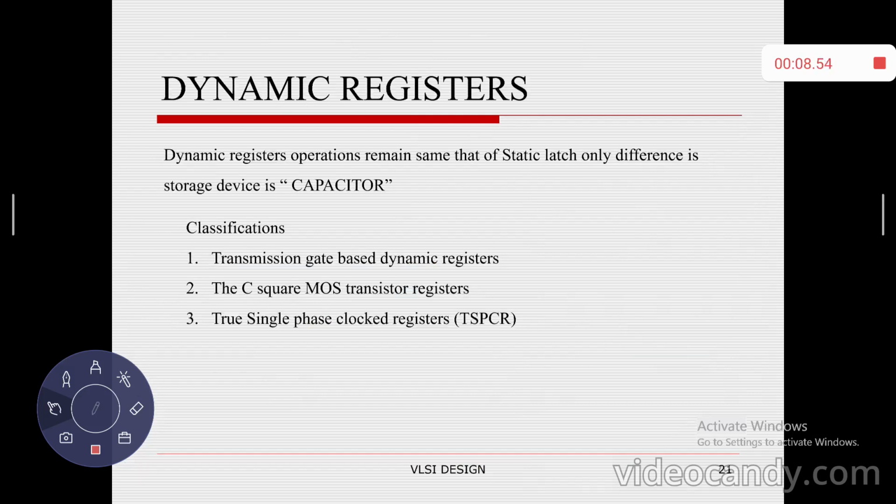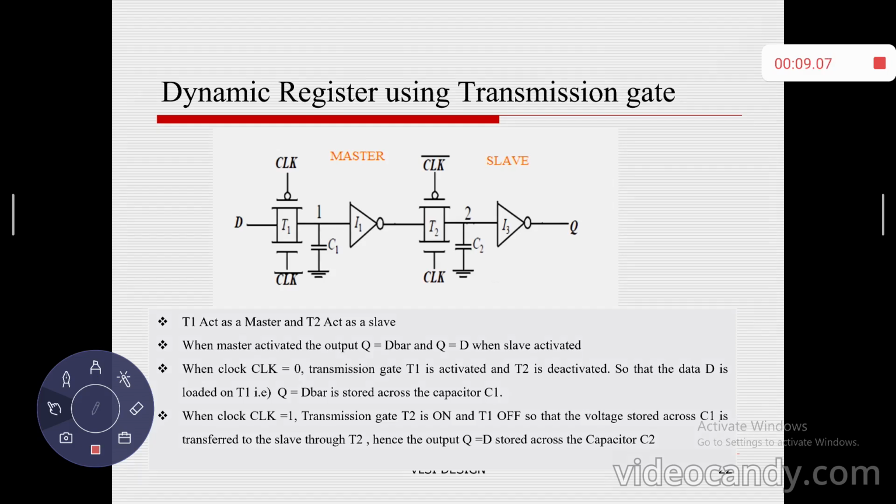Next we are getting to dynamic register design using CMOS transistors. These are the 3 classifications of dynamic register. Let me discuss them one by one. Before that, I would like to remind you of the basic difference. So far we have discussed only static; here we are going to concentrate on dynamic registers. Let me recall the very basic difference between static and dynamic latches. In a dynamic latch, the memory device is a capacitor, whereas in a static latch it is a cross-coupled bistable element.